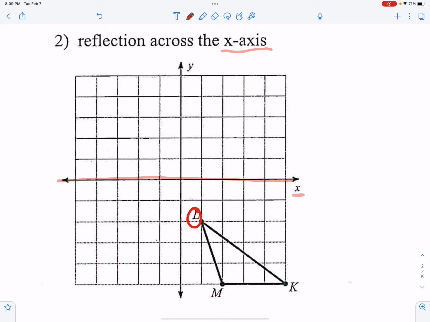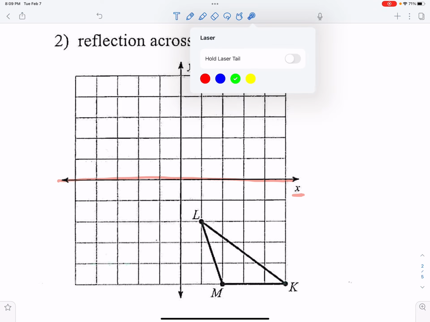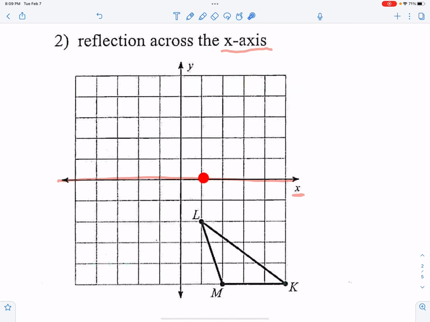We're going to take point L, count how many steps away it is. 1, 2, 1, 2. Put a point, L prime. Here's M down here, we'll do the same thing. 1, 2, 3, 4, 5. Then we've got to go up 5 on the other side of the mirror. 1, 2, 3, 4, 5. M prime. And then K, if you do it, it'll end up right here. Complete your triangle. And there we have just reflected across the x-axis.